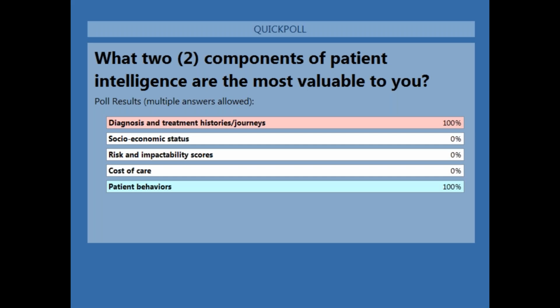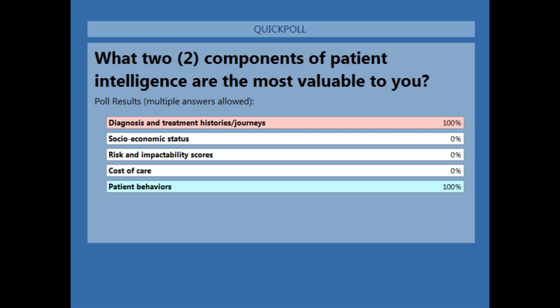I'm seeing the results on the screen, but I will read the results for you. The 2 primary components of patient intelligence, as voted on by the participants in this webinar, are the diagnosis and treatment histories and journeys of patients and patient behaviors. Those were the top 2 that received votes. As a matter of fact, the other 3 did not receive any votes during the webinar. So, John, Mark, any surprises regarding these results of points A and E being the top vote getters?